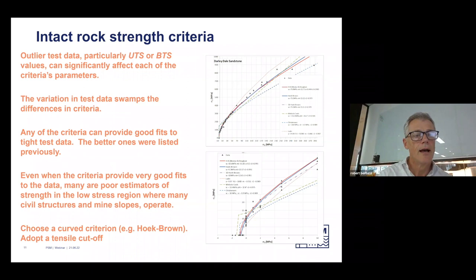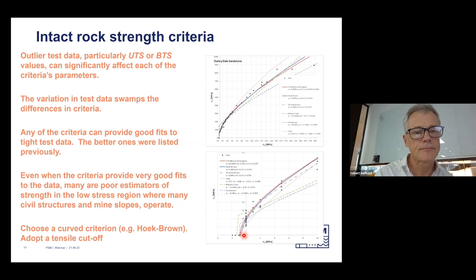Outlier test results, particularly the UTS, the tensile strength, whether it's uniaxial or the Brazilian tensile strength, can affect the criteria's parameters that you're going to curve fit to. The variation in the test data swamps the differences in the criteria. So if you get broad variation in test data, it won't be a nice tight fit. If your data is nice and tight, any of the criteria really can fit that data. Most of the criteria struggle at the low confinement, particularly in the tensile zone. Choose a curved criterion, not a straight line, like Hoek-Brown, and adopt a tensile cutoff, so there is a maximum tensile strength that the intact rock can take.